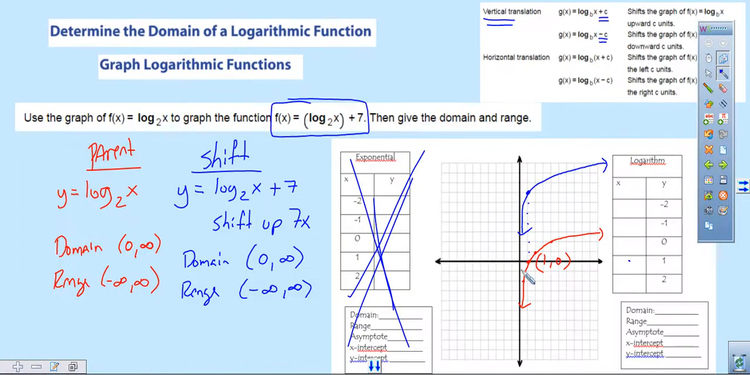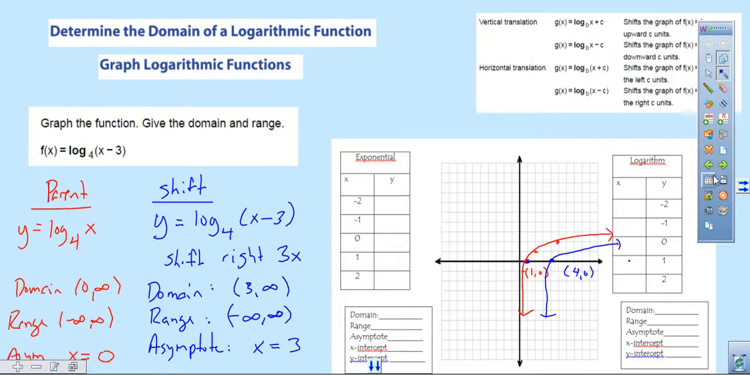And so we have our parent function, and we're just going to take that parent function and move it up 7 times. So now, the way that we're actually going to do this, I'm going to demonstrate here in just a minute, is that we're just going to use the translation concept. We're just going to choose the type of graph and talk about the translation. Then you'll have to tell me about the domain and the range. So let's take a look at another one.